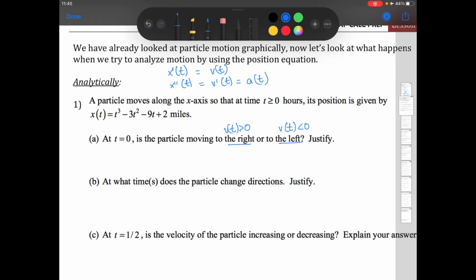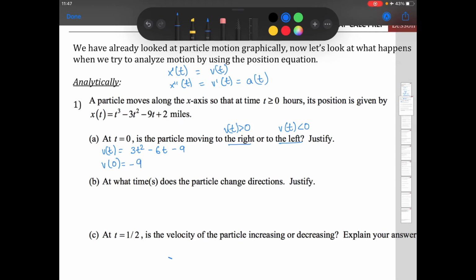So I don't even know v of t. I'm going to find v of t, which I know is the first derivative of my position. The derivative of t cubed is 3t squared, minus 3t squared would be 6t, and 9t would be just 9, and 2 goes away. And now I want to find it at 0. So v of 0, which would be what? Negative 9.